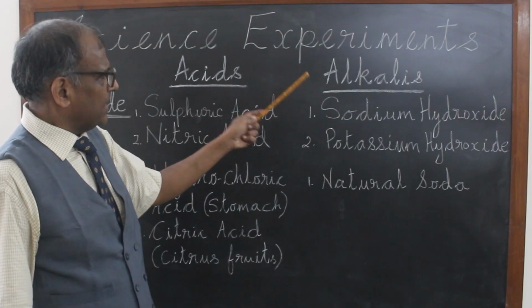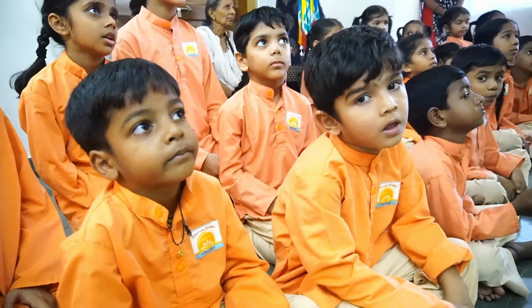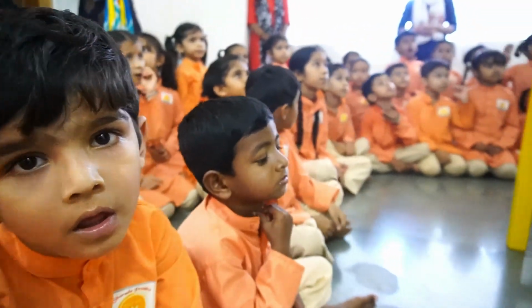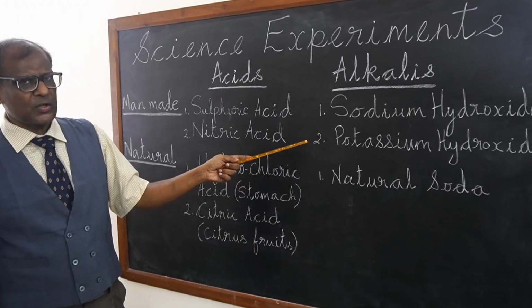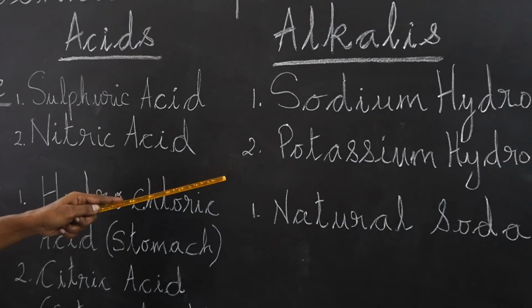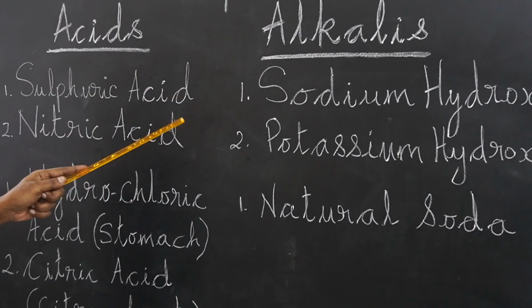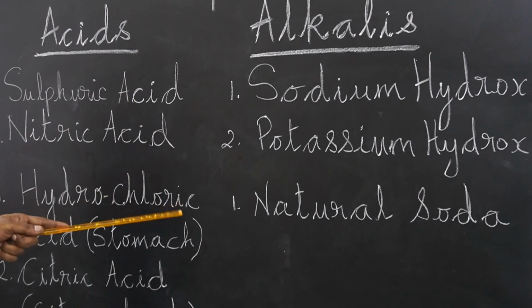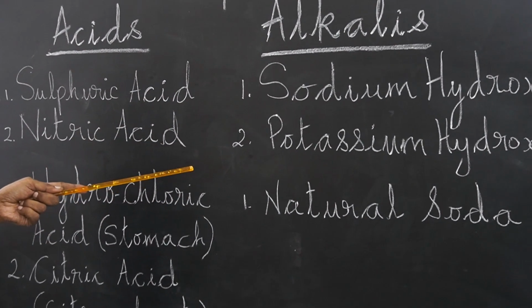When we come to alkalis, the two most important ones are one, sodium hydroxide, which is called caustic soda, and two, potassium hydroxide, which is called caustic potash. Both of these are used in the manufacture of soaps for bathing and detergents for cleaning fabrics and for various cleaning applications, also in the manufacture of toothpastes.